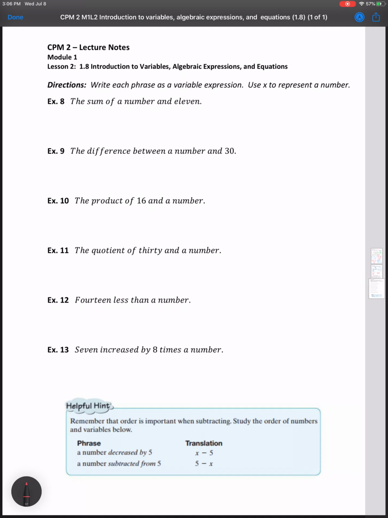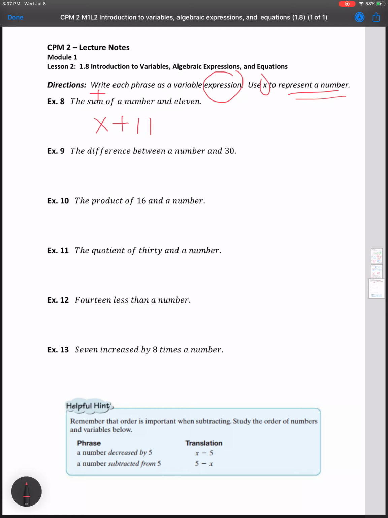Okay. Directions for example A, write each phrase as a variable expression. So notice they said expression, which means there's not going to be any equal signs here. Okay. It also says use X to represent a number. So that just means anything we don't know what it is, we just call it X because we don't know what else to call it. Okay. So number 8, the sum of a number and 11. So first of all, the word sum is telling us to add. So they want us to go add something I don't know and 11. So that's what it looks like, X plus 11. That's what they're looking for.